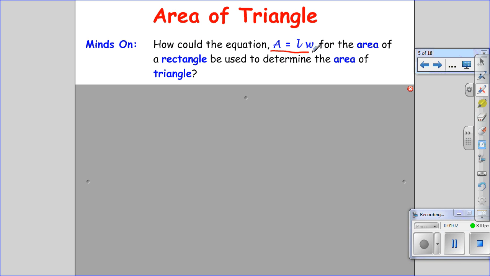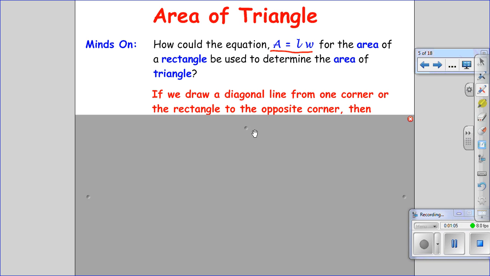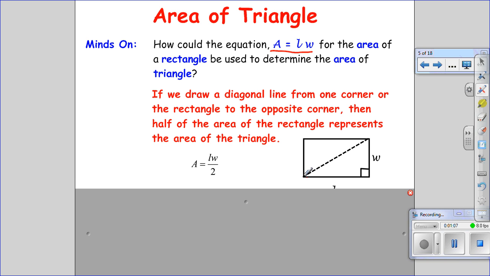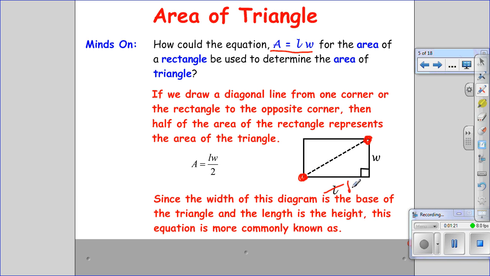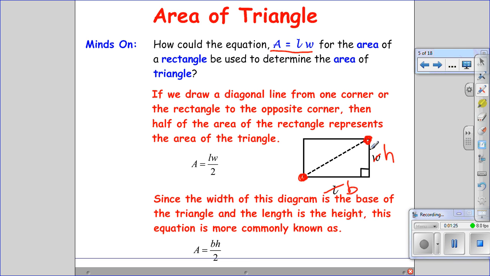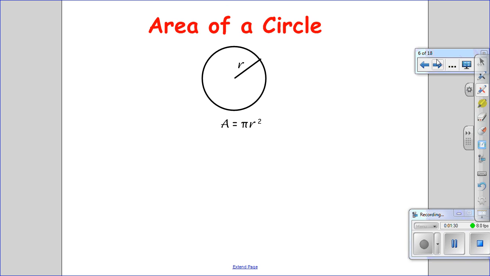Now a triangle, I can relate to a rectangle because if I draw a diagonal line from this corner of the rectangle all the way to this corner, I've split my triangle in half. So the area is length times width divided by 2. More commonly though, we consider this to be the base and the height. And we have to remember that the base and height of a triangle must meet at a 90-degree angle. Area of a circle, area equals pi r squared.